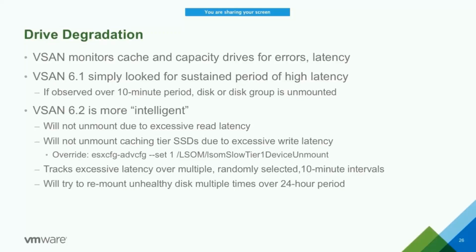If it detects latency in all of those 10-minute intervals there, then obviously there is a permanent issue with that disk, or most likely a permanent issue with that disk. And at that point, that's where vSAN is going to unmount that and no longer use that disk to avoid the performance hit there. One other thing it'll try to do is remount any unhealthy disk. So maybe it's a transient issue with that particular disk and things are okay after a while. And if that's the case, vSAN will try to remount that. And if successful, will continue to use it then. Again, it tries over a 24-hour period before permanently marking that device offline.